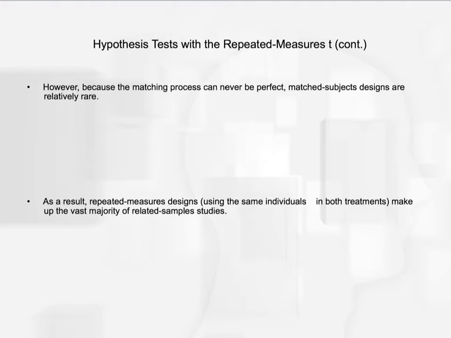So just about all of the examples in this chapter, and on the test that we take in this class, will be with repeated measures, or dependent samples, or related samples. We won't be studying examples of matched subjects designs.